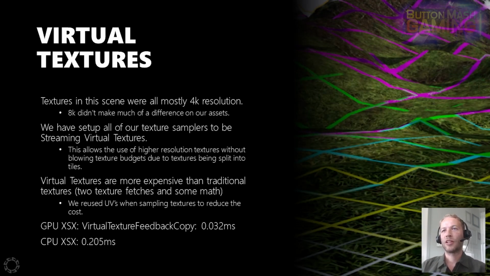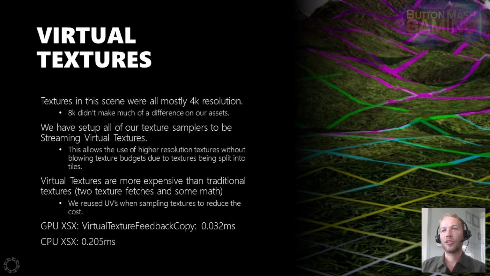Virtual textures. Textures in this scene were mostly all 4K resolution. 8K in our test didn't make much of a difference on our assets. We have set up all of our texture samplers to be streaming virtual textures. And so this is great. Everything is a streaming virtual texture now.